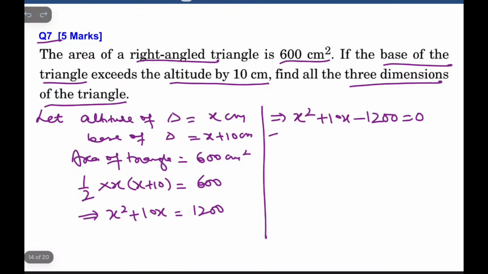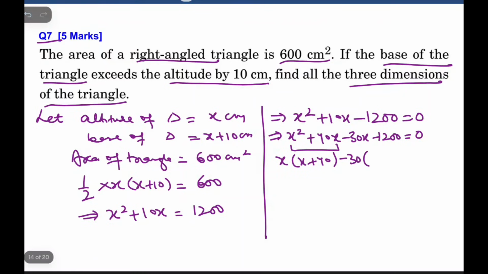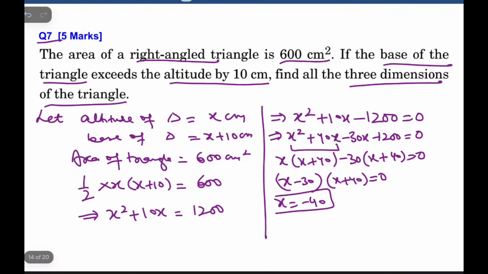Now by splitting the middle term, it can be written as x square plus 40x minus 30x minus 1200 is equal to 0. Taking x common, x plus 40 minus 30, x plus 40 is equal to 0. x minus 30, x plus 40 is equal to 0. Now we know that x cannot be negative, so x equal to minus 40 is rejected, so x value will be 30 centimeter. So altitude is 30 centimeter and base will be equal to 30 plus 10, that is 40 centimeter.